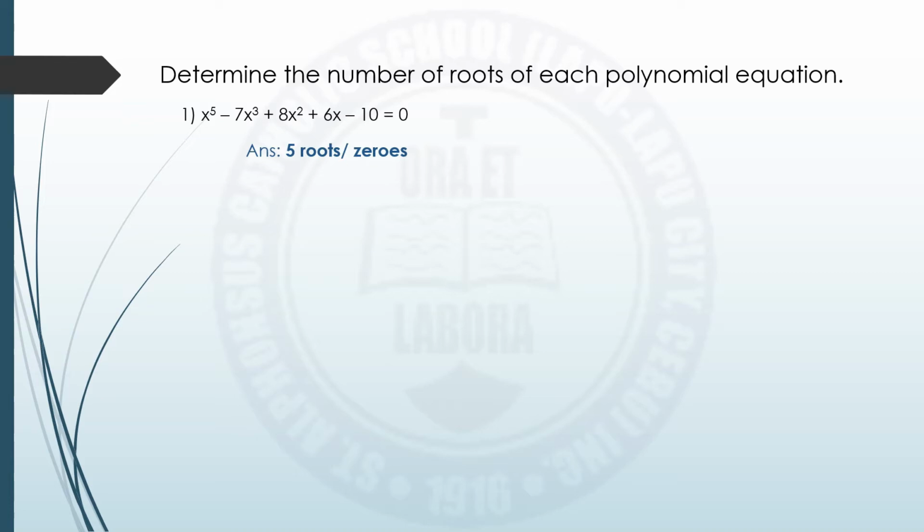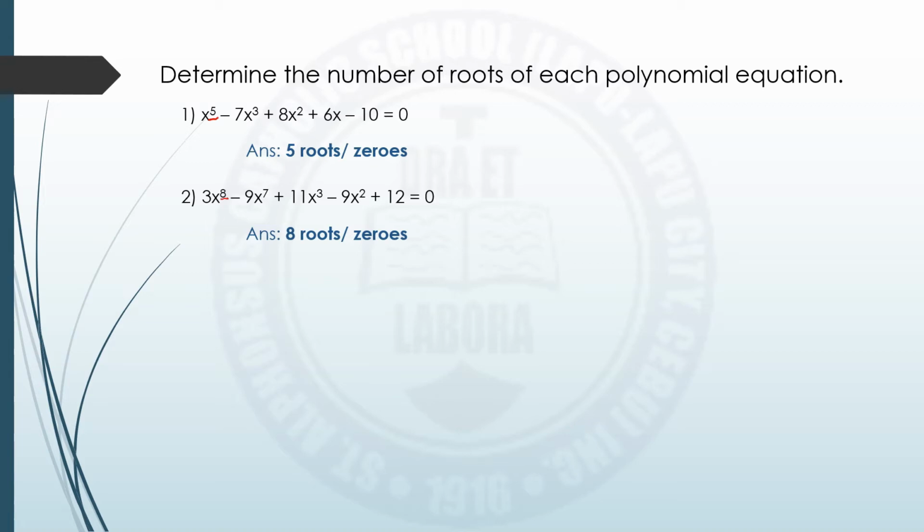For number 2, if we have 3x raised to 8 minus 9x raised to 7 plus 11x cubed minus 9x squared plus 12 equals 0, what is your answer? There are 8 roots or zeros in this equation because the polynomial is of the 8th degree because of this highest exponent, which is 8.